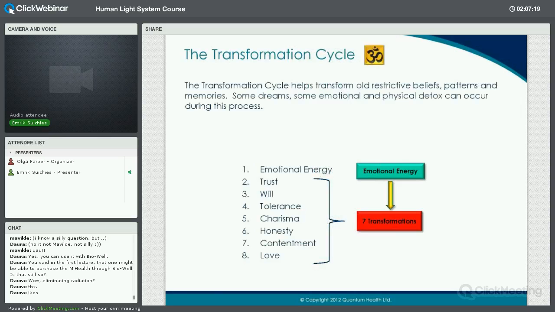And this is what I told you about the transformation cycle. 27 minutes. It starts with 7 minutes of emotional energy, and then every part of the chakras will come, and it ends with, of course, the wave corrector.